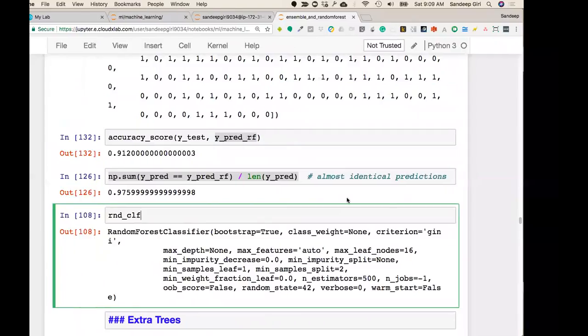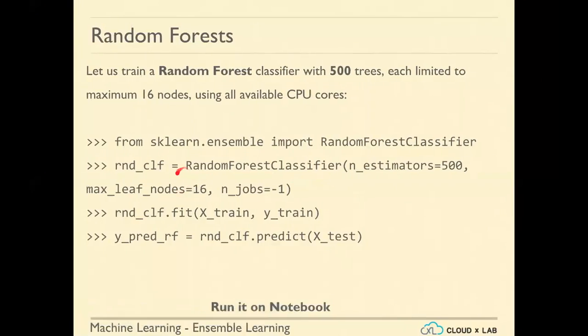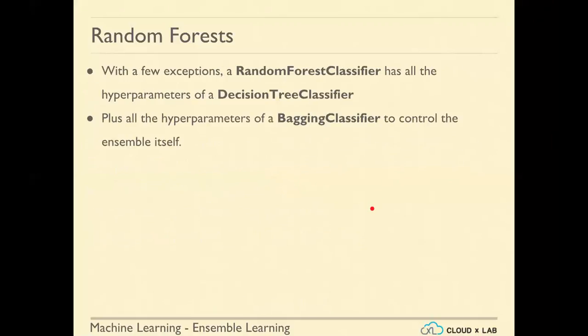Okay, so great. What we just demonstrated is that this model is very similar to the bagging classifier, the standard one using the 500 that we designed. Basically, the random forest classifier has all the hyperparameters of the decision tree classifier. That means you can control things like the max number of leaves and others. It also has some parameters related to the bagging classifier to control the ensemble, like how many samples and other things.